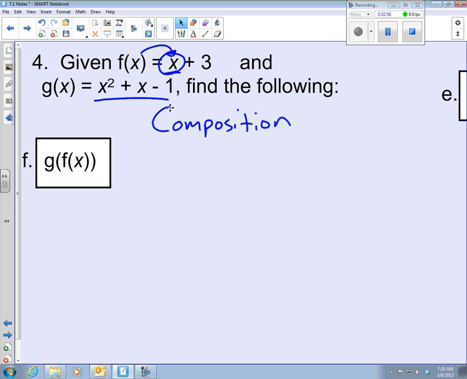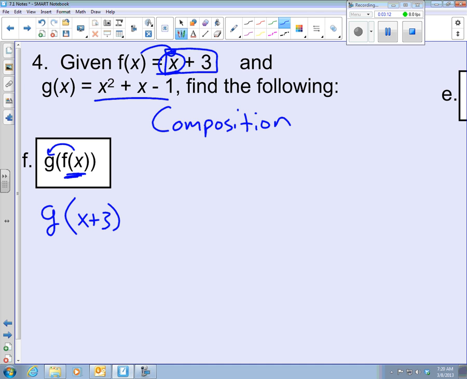Now I'm going to plug the f of x function into the g of x function. So this is going to be g of, well, what is f of x equal to? Right up here, it's equal to x plus 3. So I'm going to plug x plus 3 in, that's what f of x is equal to, into the g of x function. So wherever I see an x here, I plug in x plus 3.